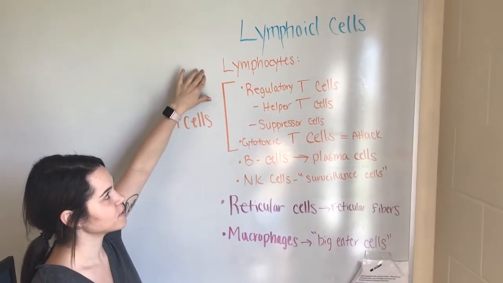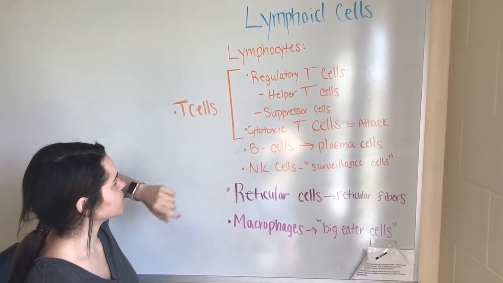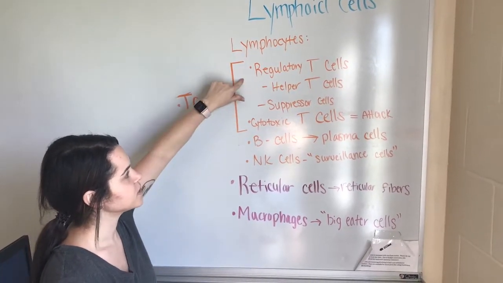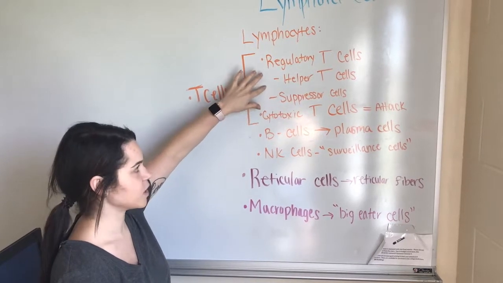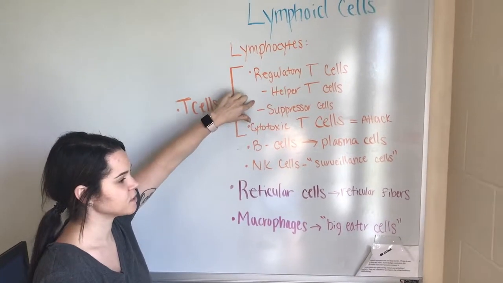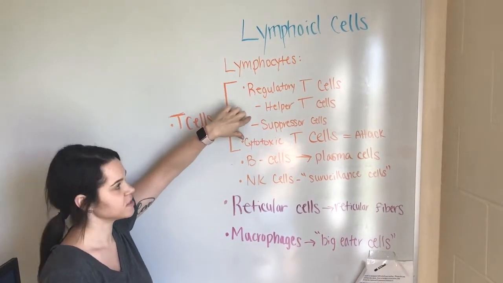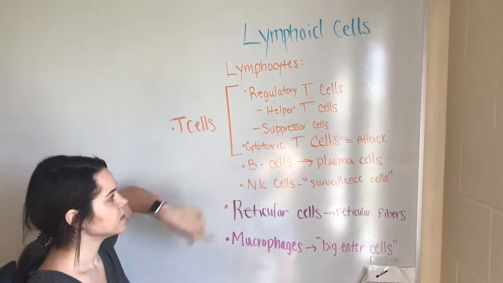We're going to talk about lymphoid cells. Lymphocytes have three types of cells: T cells, B cells, and NK cells. Regulatory T cells include suppressor T cells and helper T cells. Helper T cells provide a stimulus for immune response. Suppressor T cells turn down the immune response.